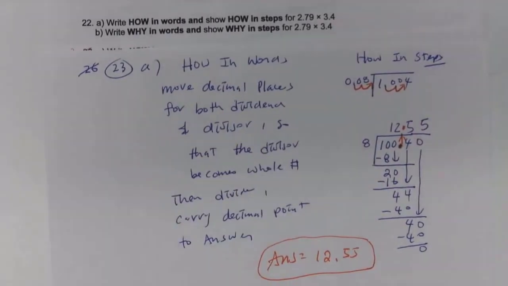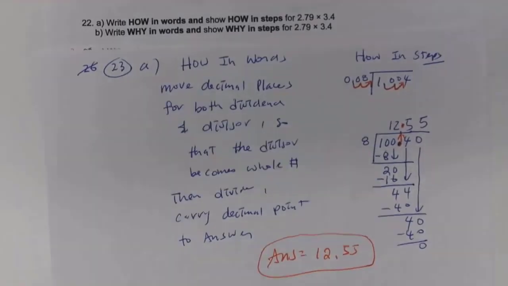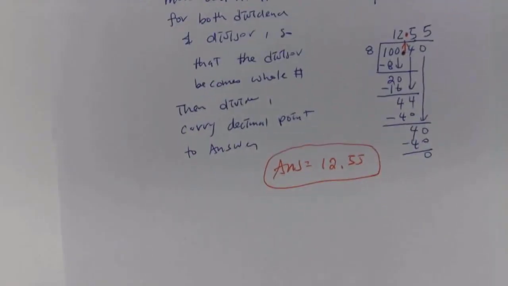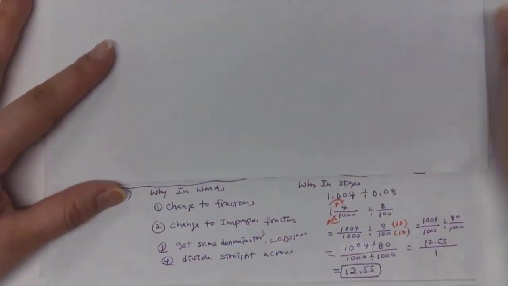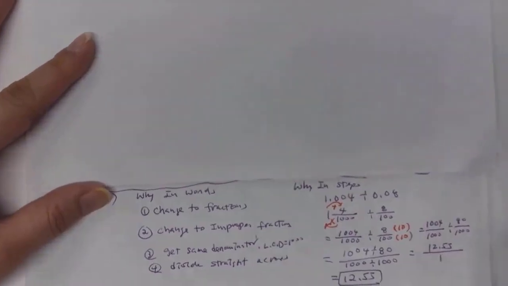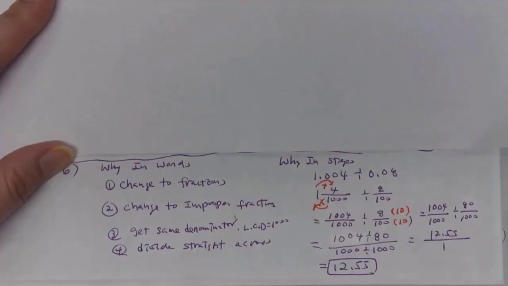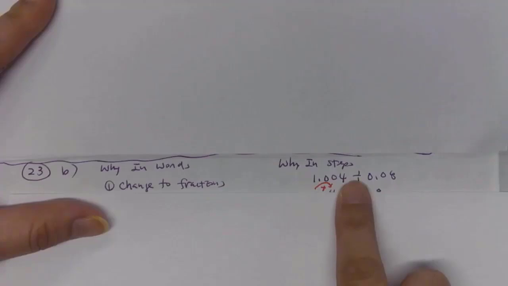Okay, and 26B, or 23B, is the Y part. I have that ready for you. So the very last part, we have the Y in words and Y in steps. First I need to change my question to fractions. So this is 1 with 4 in the numerator.